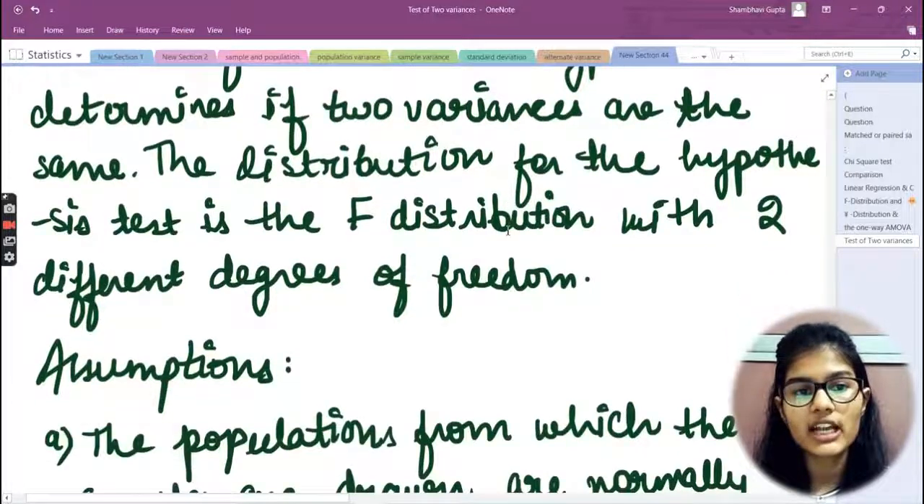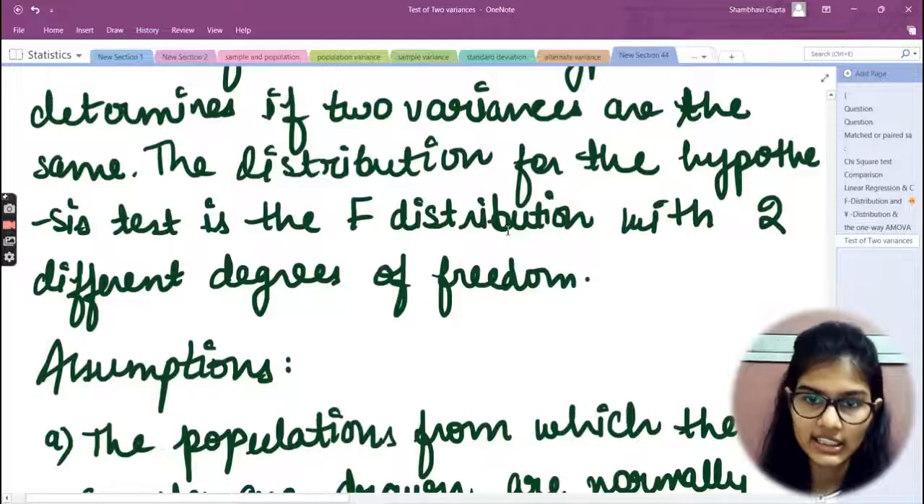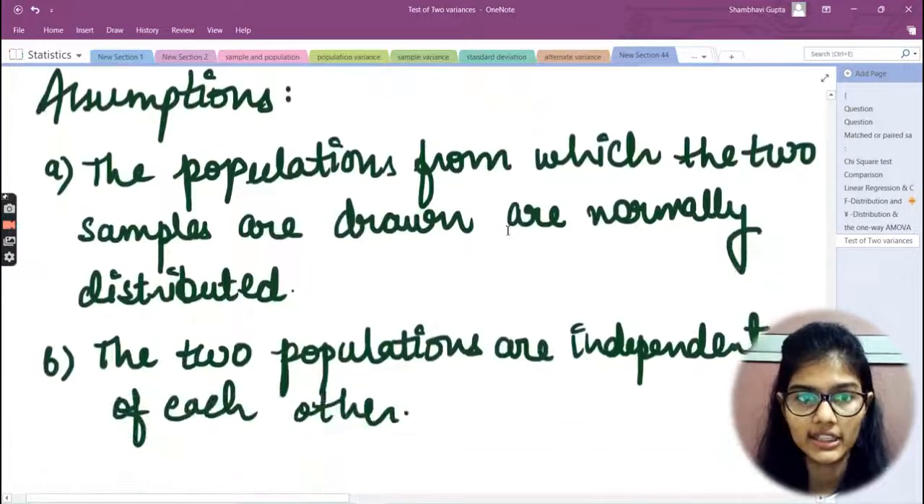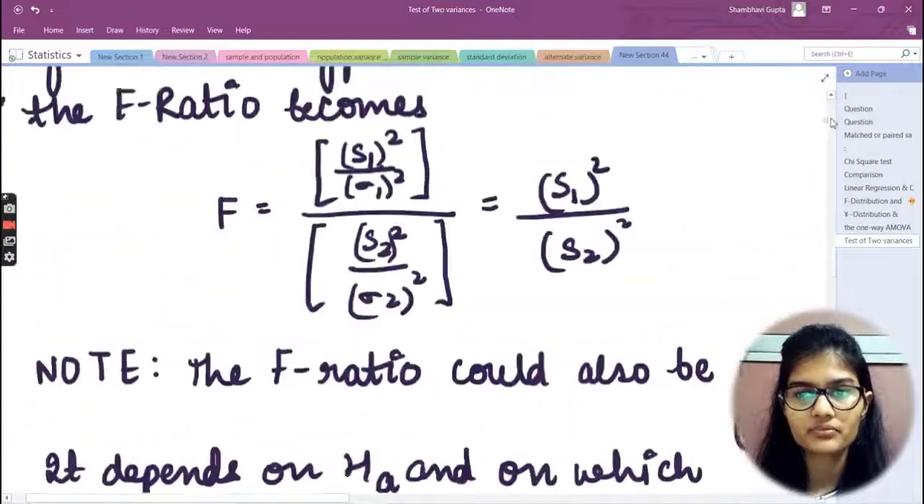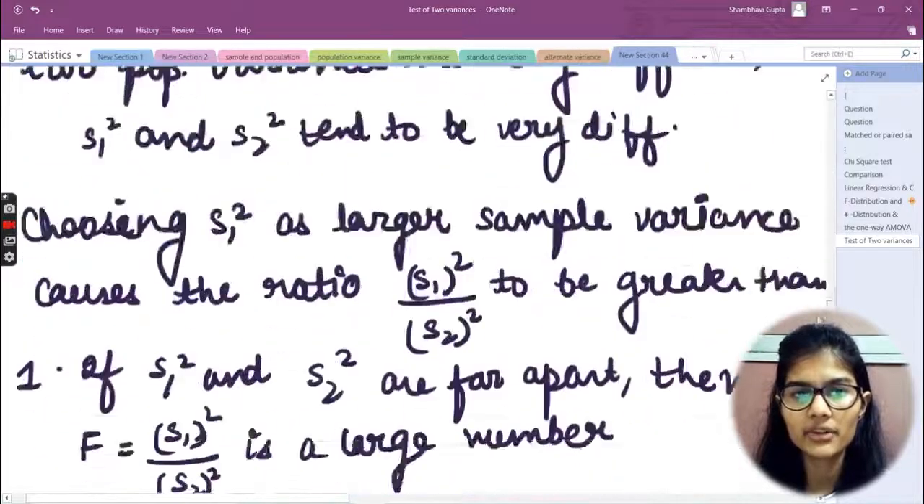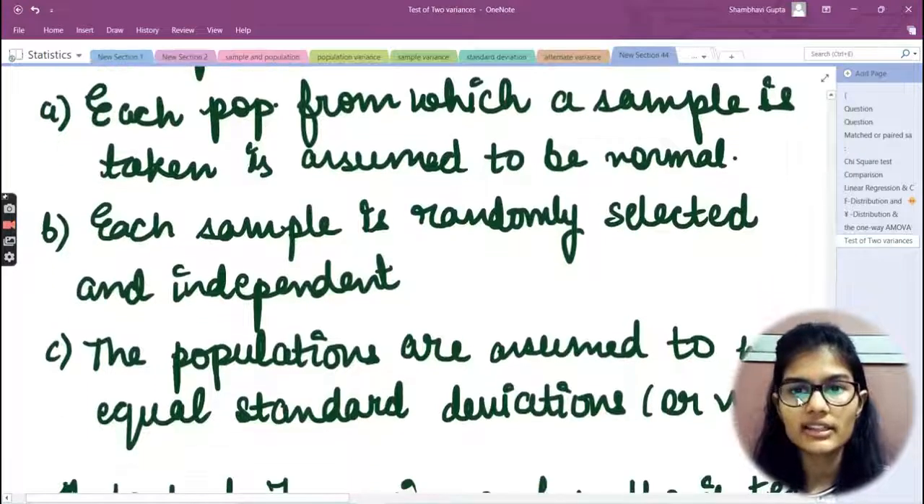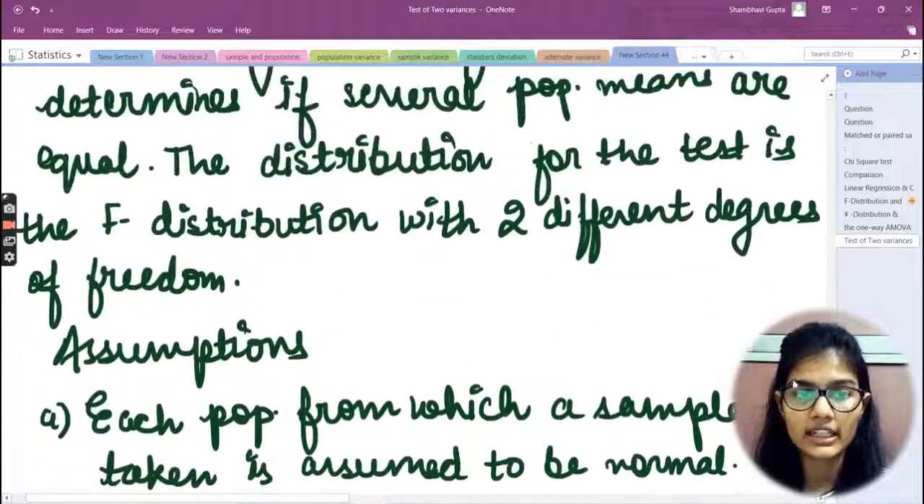The distribution for the hypothesis test is the F distribution, which has two different degrees of freedom. The assumptions that we make here are that the populations from which the two samples are drawn are normally distributed and the two populations are independent of each other. In this summary, the assumptions are the ones which are really very important to keep in mind.